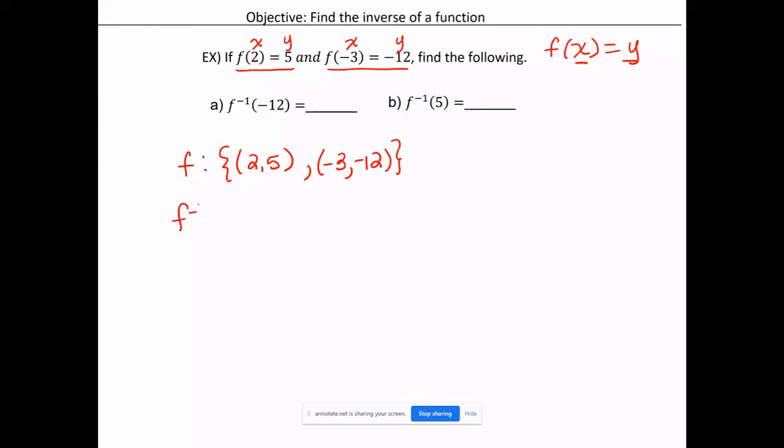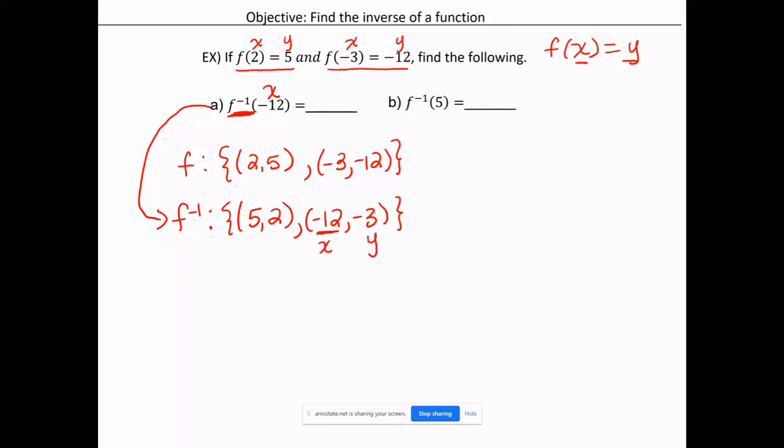Now for the inverse, just like we were doing yesterday, you switch them. So this is going to be 5, 2, and then -12, -3. I'm just going to flip the x's and the y's. So now that I'm looking for f inverse, I'm going to be using the f inverse function. Now my x is -12, which is here, and then my y value is -3. So my answer for the first one is -3.